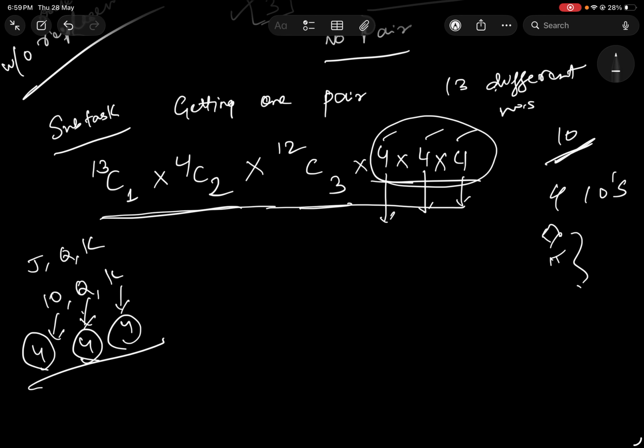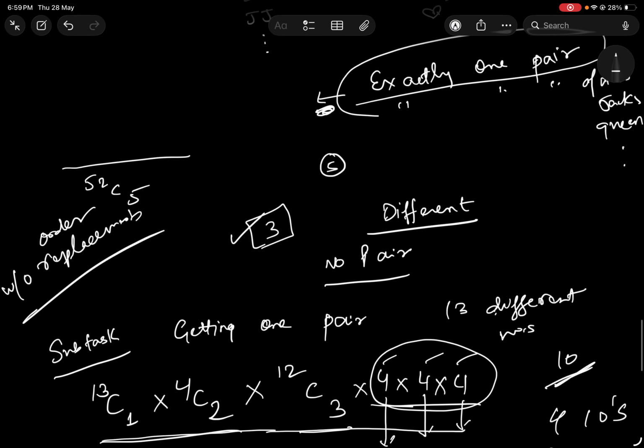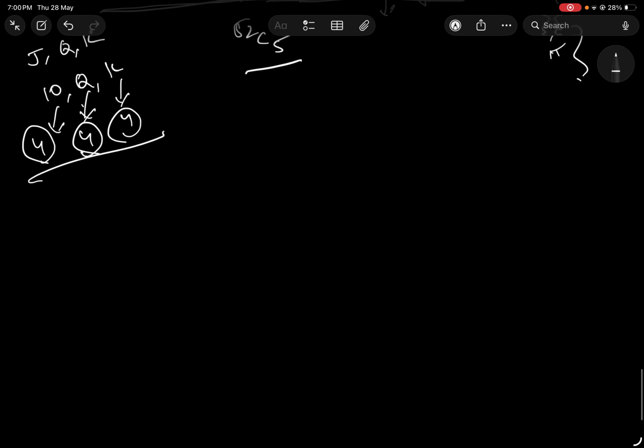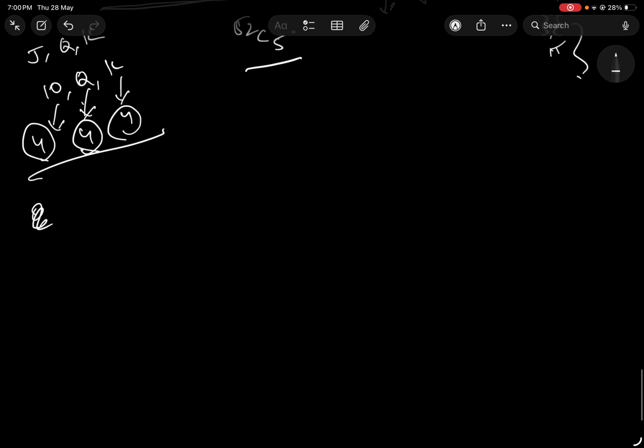So that's it. This is our event. This is our event of interest, and this is the total number of ways that event can occur. So this is our numerator, and the denominator is this. Okay. Now, the second question related to pair was that you get exactly 2 pairs.